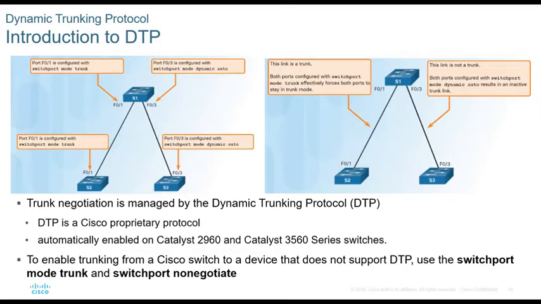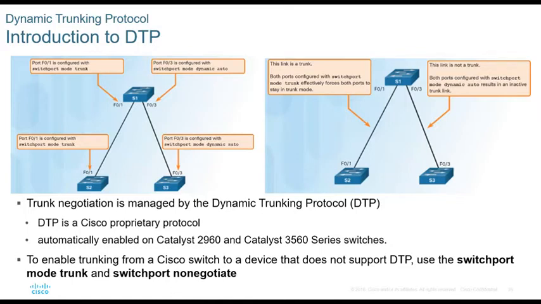So this is actually the trunk negotiation that is managed by DTP. And then of course, we all know that DTP is a Cisco proprietary protocol. So it means all Cisco switches use this protocol or technology, no? So they are automatically enabled on both Catalyst 2960 and 3560 switches.